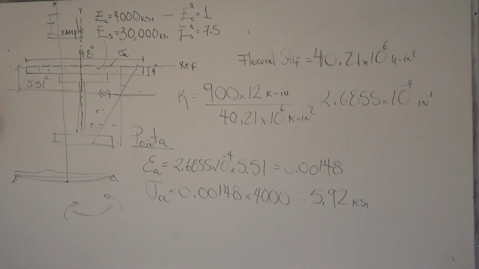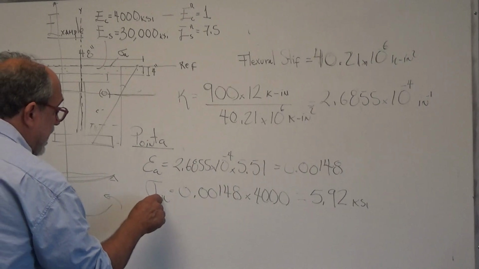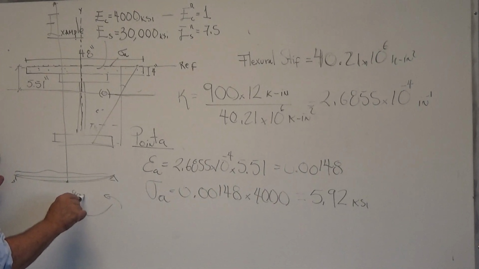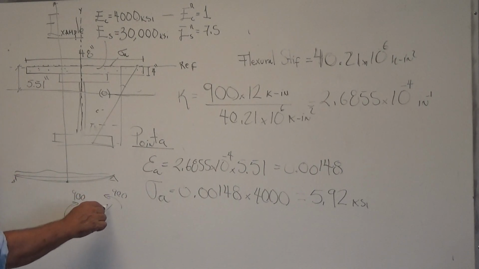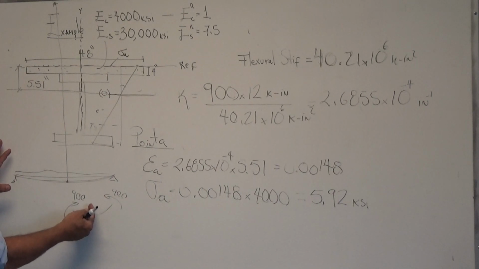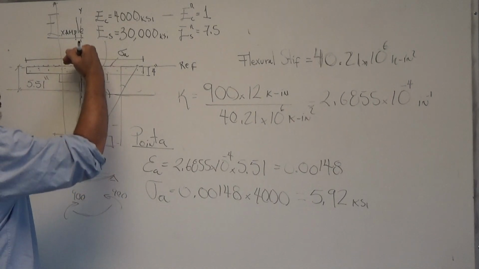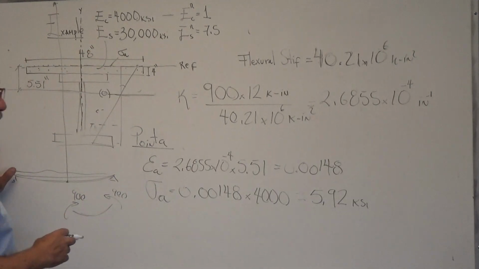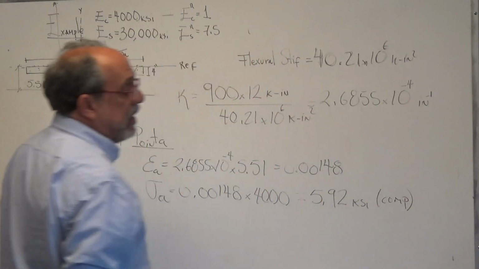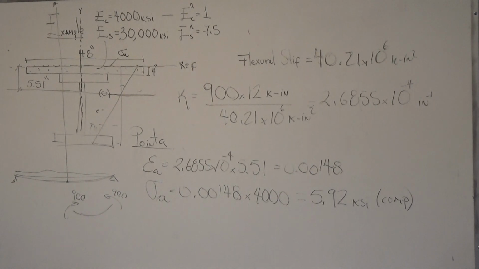So we have that the stress at point A is 5.92 ksi. Now, the moment that we have is of this nature, right? So the beam is bending like this. At that point, you can see that compression is on the top. That is, there is compression above the neutral axis. Therefore, that is a compressive strain. Now, you can call it minus, or to be more clear, you can just say that that's a compressive stress, right?